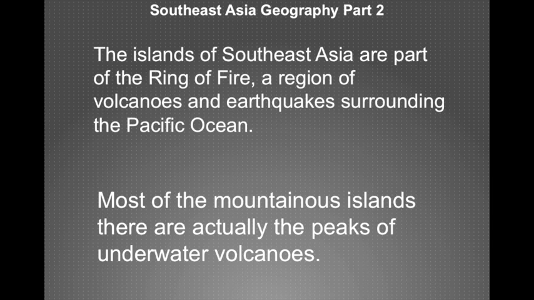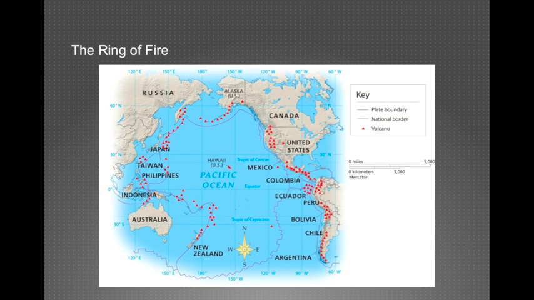So, the island nations of Southeast Asia are a part of a thing called the Ring of Fire. And the Ring of Fire is a region of volcanoes and earthquakes surrounding the Pacific Ocean. Most of the island nations are actually the peaks of underwater volcanoes. So let's take a look at the Ring of Fire.